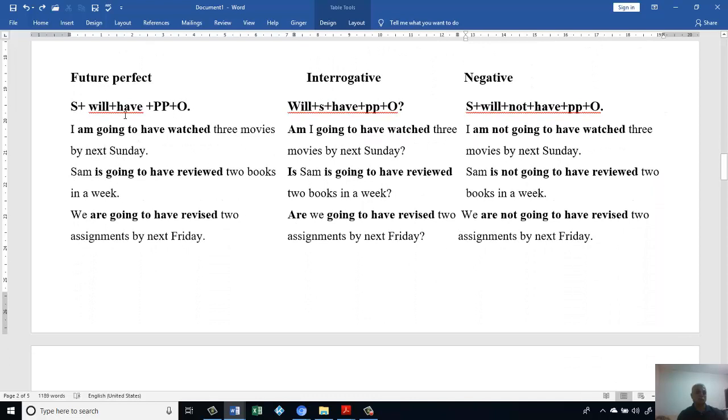How do we make the future perfect as an interrogative and also negative, when we have the commitment? For example, I am going to have watched 3 movies by next Sunday. Here is the indication for the future, and then this is the indication for something that happened or took place in the perfect time.